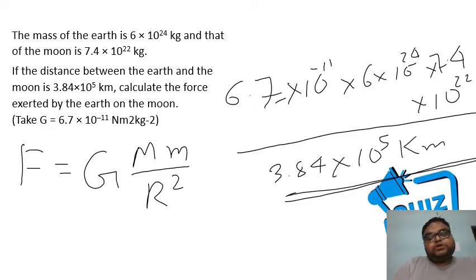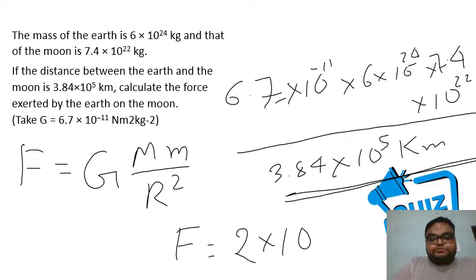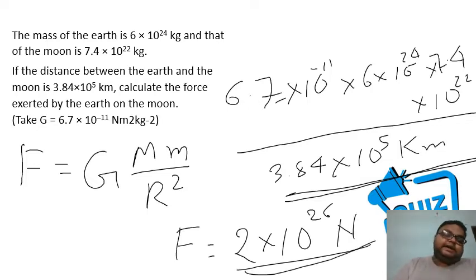So when we solve this equation, what will we get? We will get the result F equals 2 into 10 to the power 26 newtons. Okay, students? Right. So now let's proceed ahead.